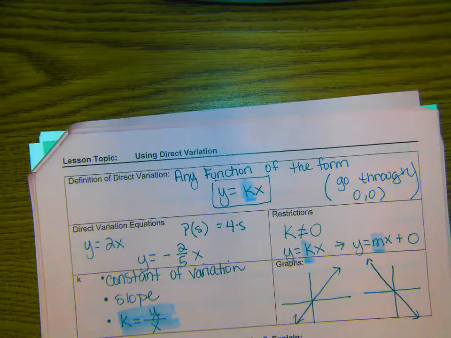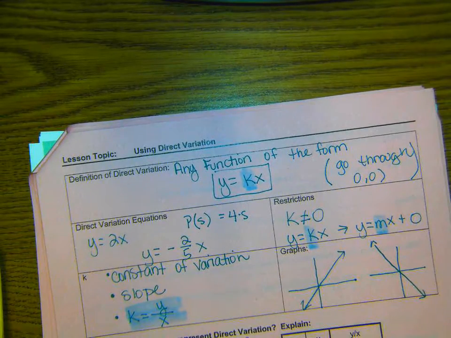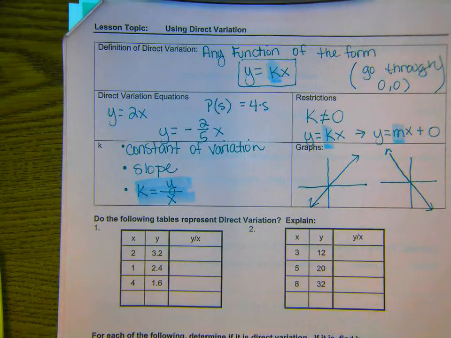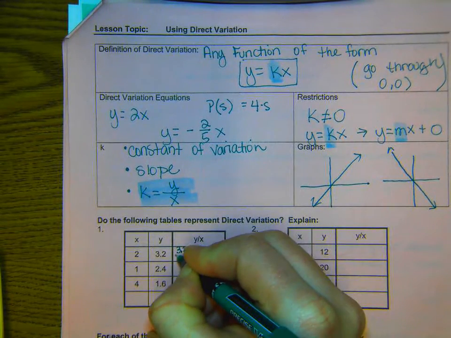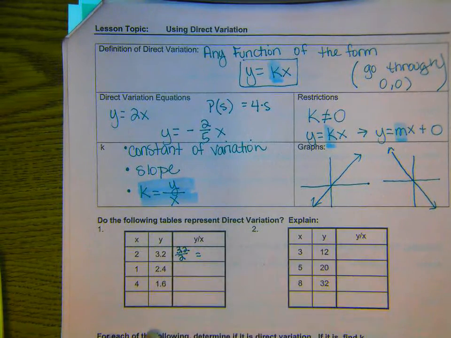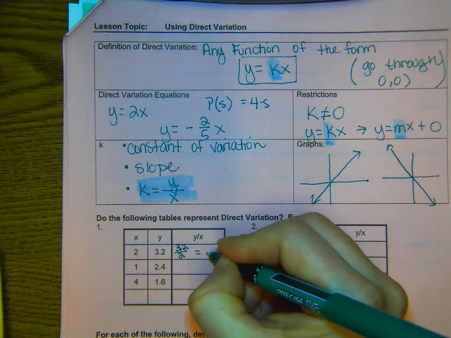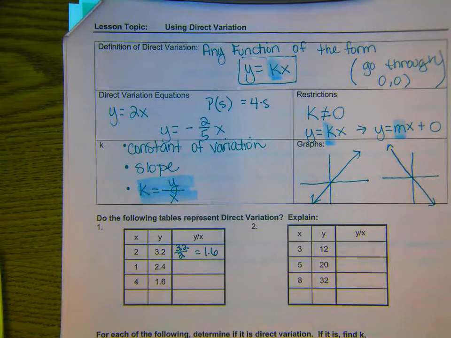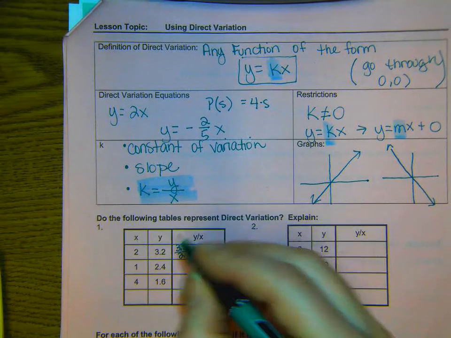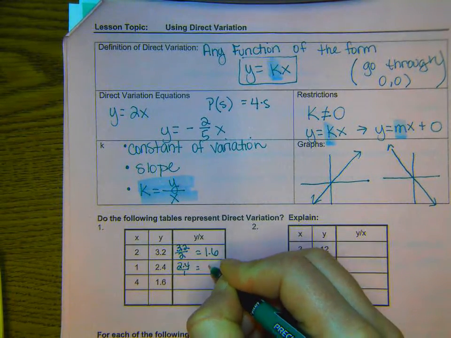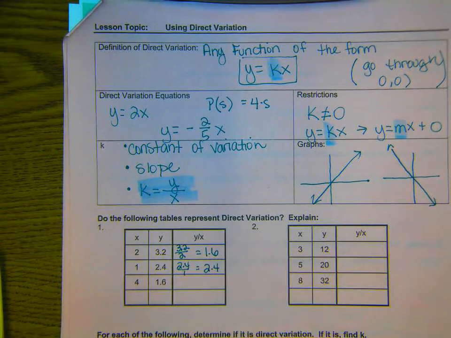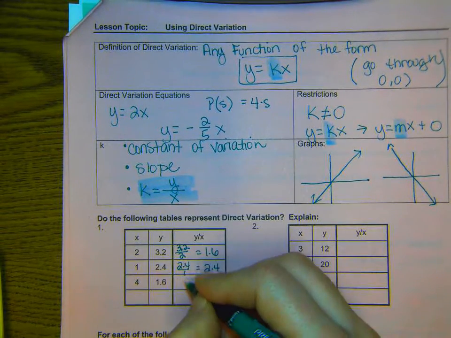So first, let's check in these tables, are these direct variation? So I am going to do the y divided by the x, 3.2 over 2. What do we get? 1.6. Then I do 2.4 divided by 1, and I get 2.4. And then I do 1.6 divided by 4, which is 0.4.